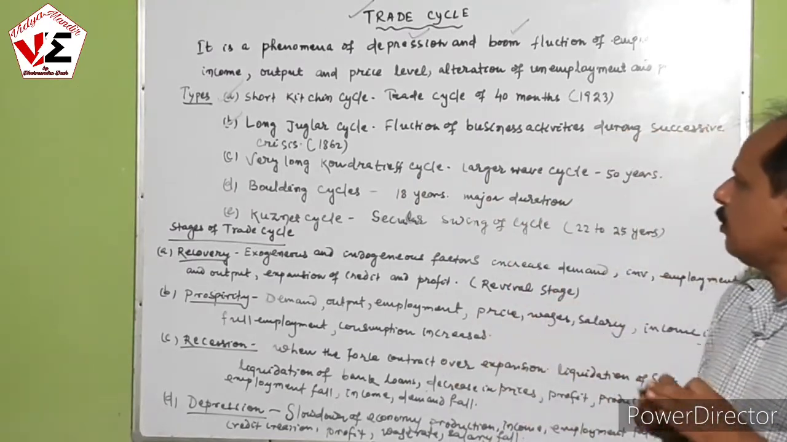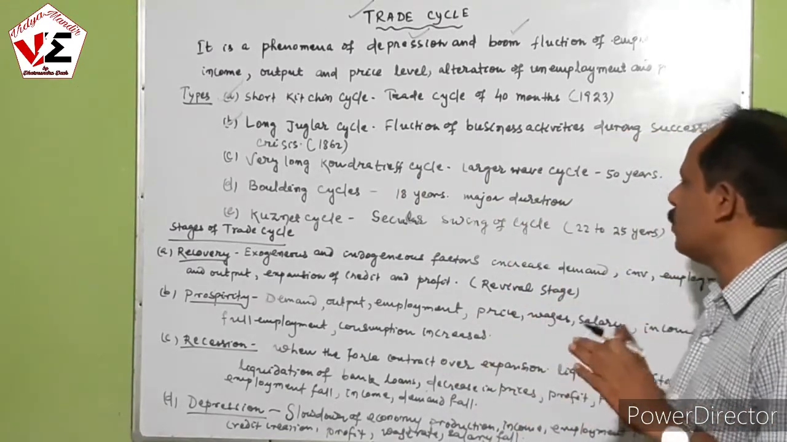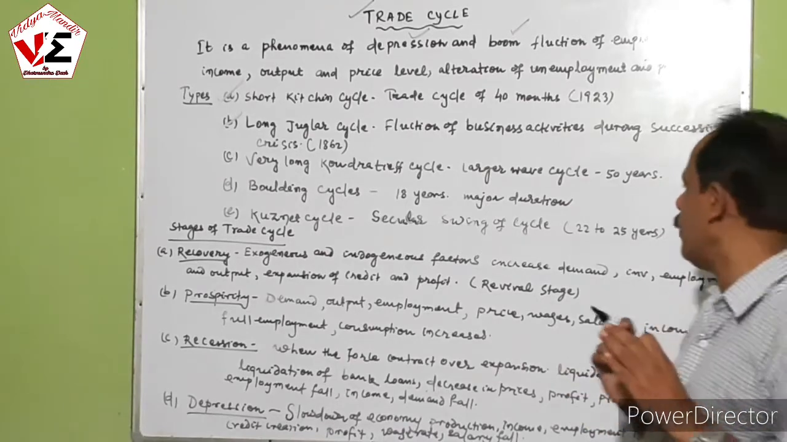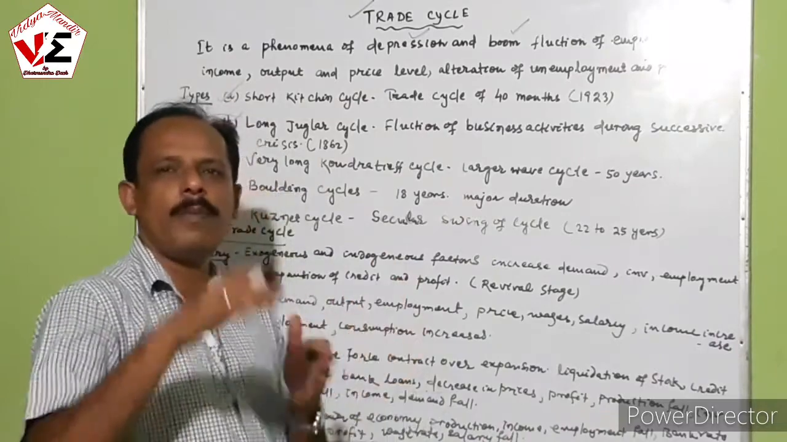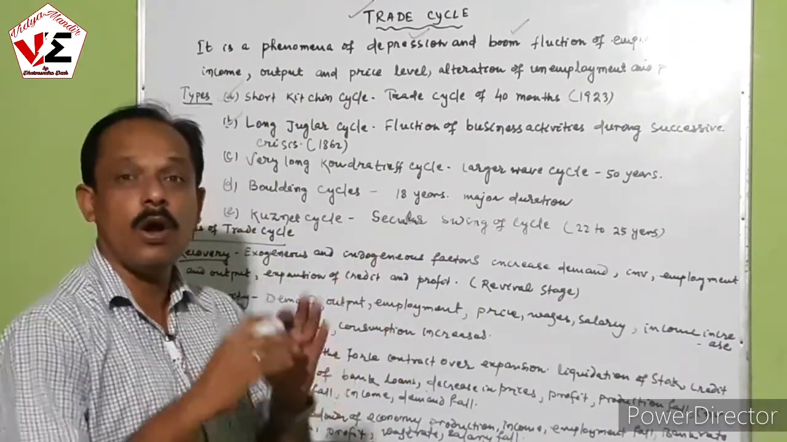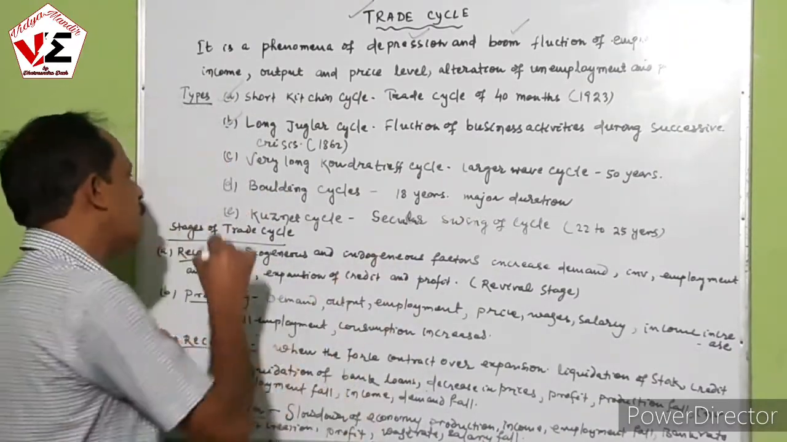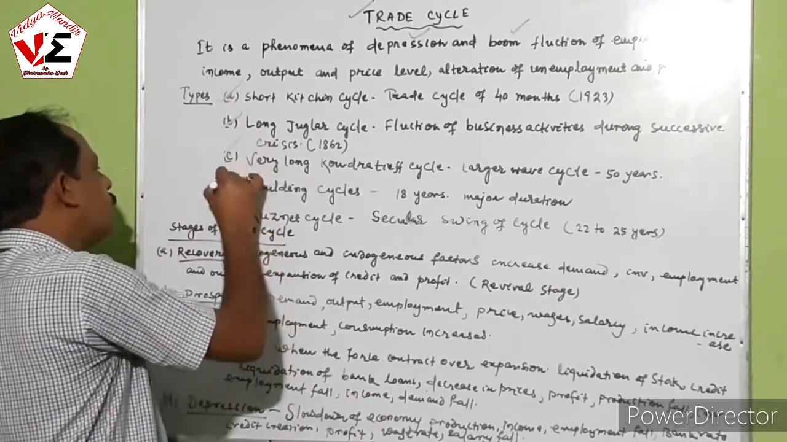And the last one is the cycle given by Professor Kondratieff, the Kondratieff cycle, a circular swing, just like a swing that goes up and down, a circular long-term swing. That is a trade cycle. So you are going through 5 types of trade cycle.